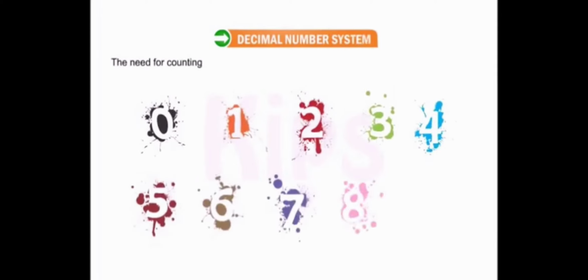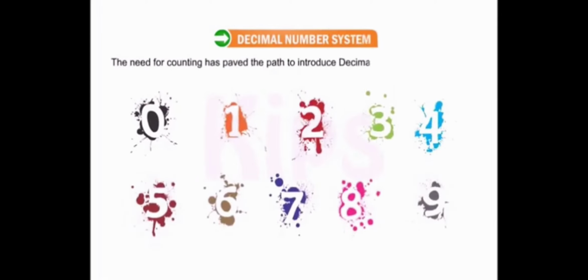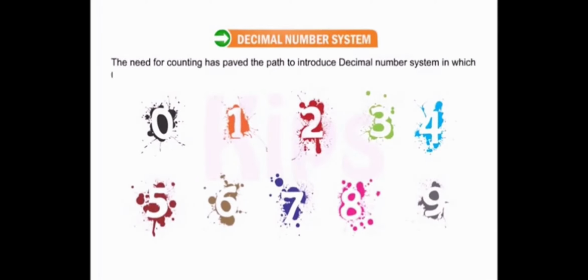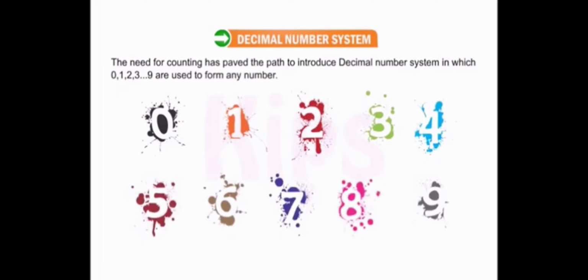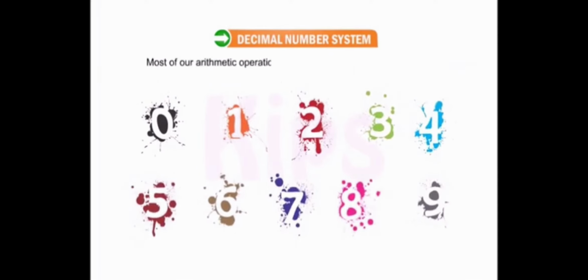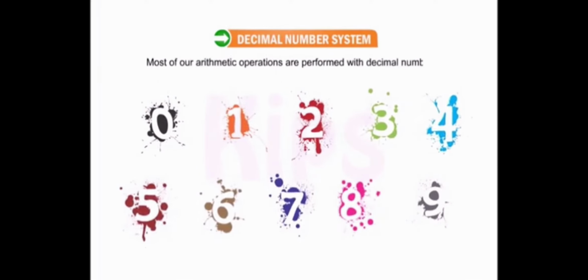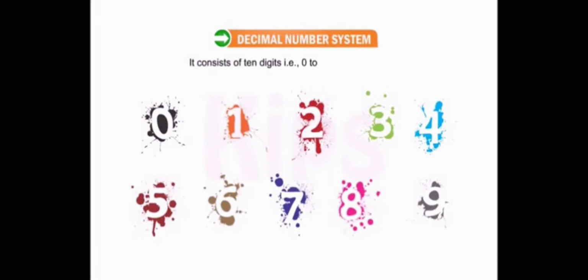The need for counting has paved the path to introduce the decimal number system, in which 0, 1, 2, 3, up to 9 are used to form any number. Most of our arithmetic operations are performed with decimal numbers. It consists of 10 digits, that is 0 to 9, with the base 10.